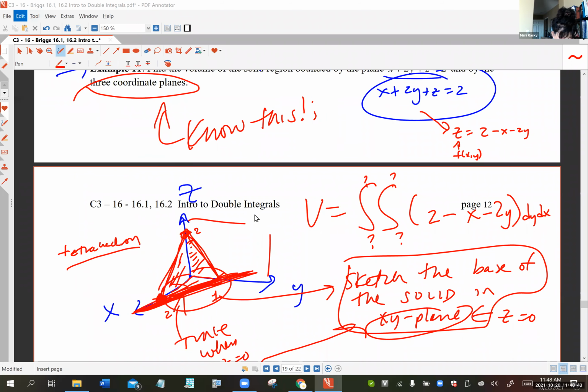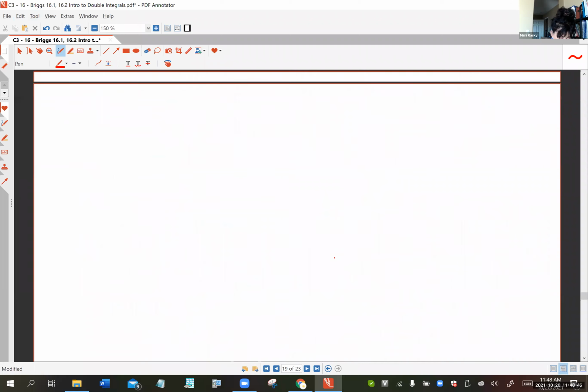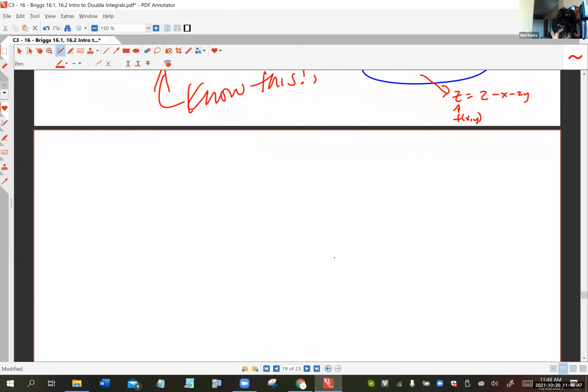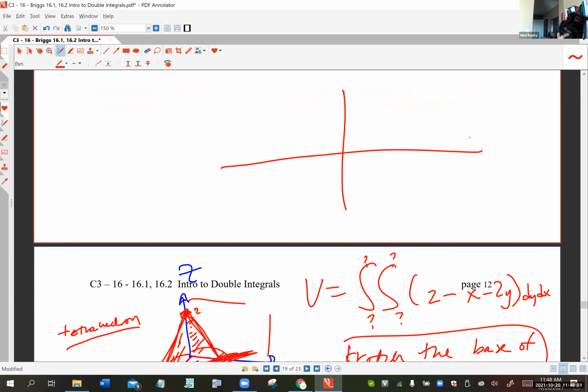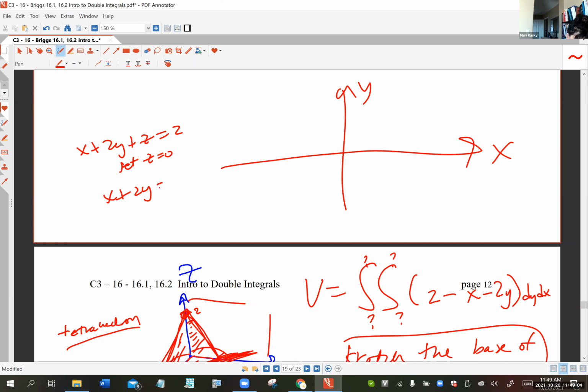Page. So then what you need is your XY plane, and then your plane equation was what? It was, where is it? x plus 2y plus z equals 2. Set z equal to 0 in the plane equation, and I get x plus 2y equals 2. This is what the trace is in the XY plane.